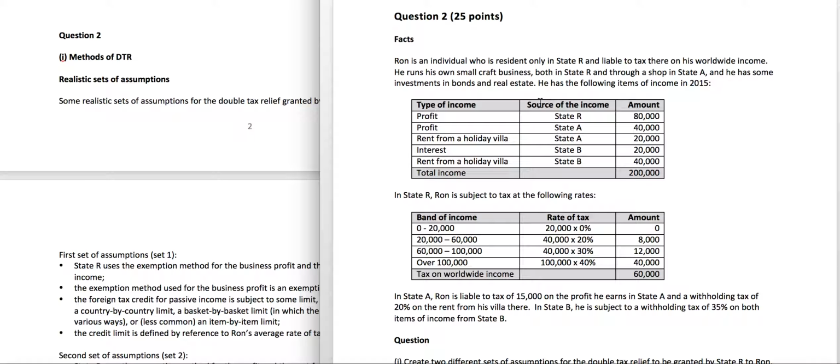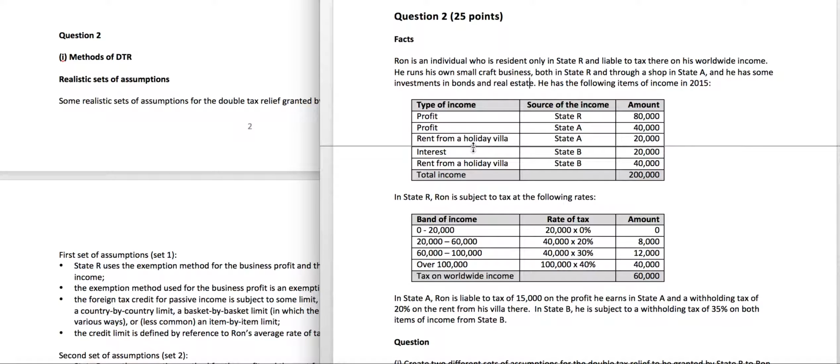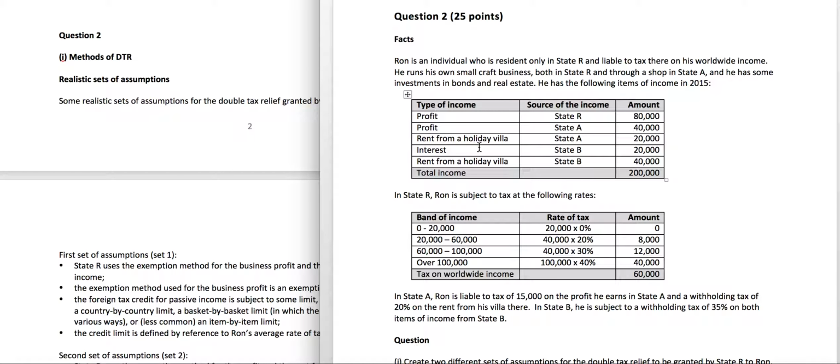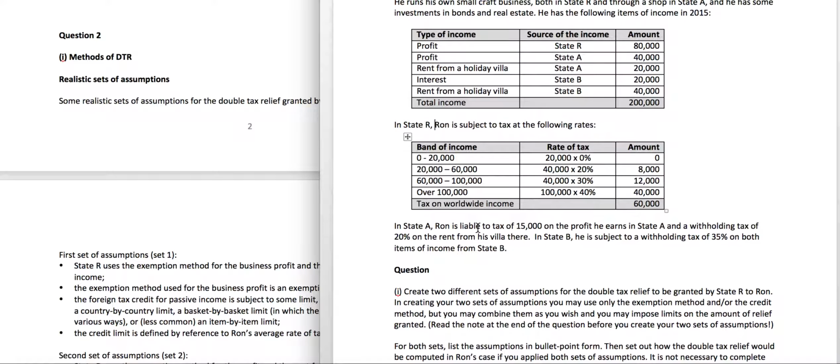He has the following items of income. So he has profit right over here, profit right there. That's state R, state A. But he also has rent from a villa. He has interest. He has rent from a holiday villa. So we have three states going here: R, A, and B. And then in state R, Ron is subject to tax at the following rates. So it's a progressive tax rate for these bands of income.